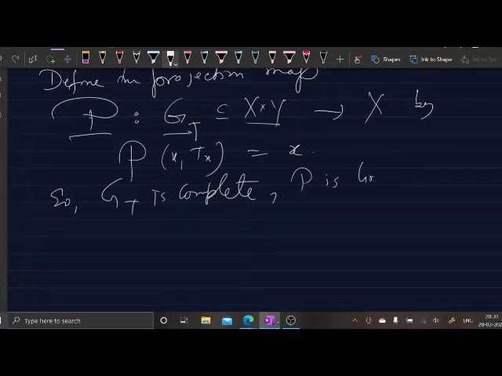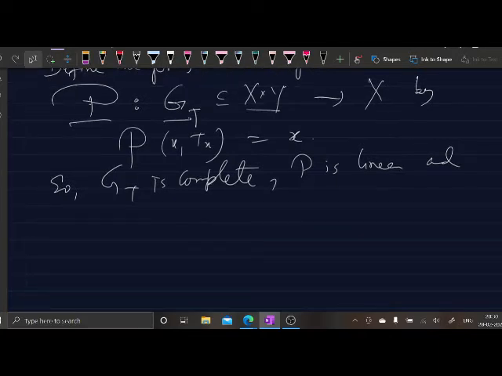And you can also check that this projection map P is linear, and you can check that this map P is a bounded map. Why? Why is it bounded?